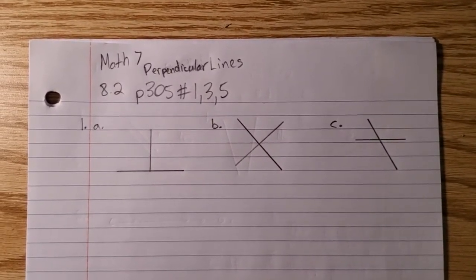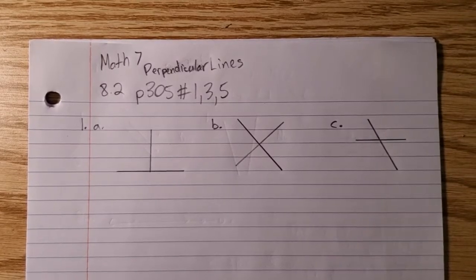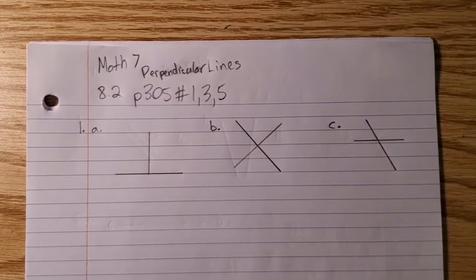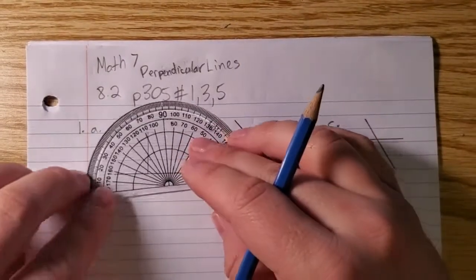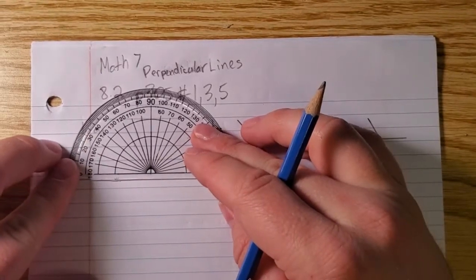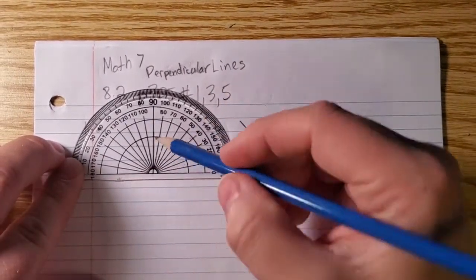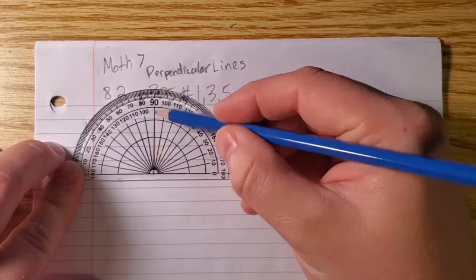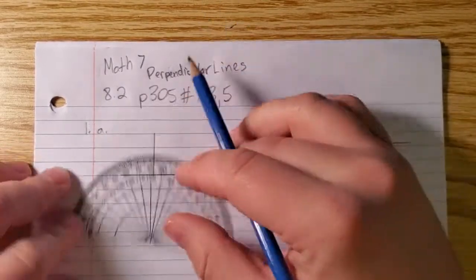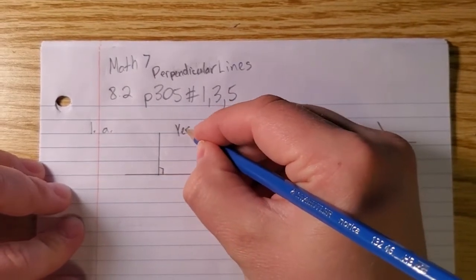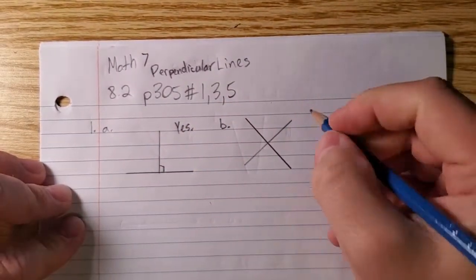Question 1 says, which lines are perpendicular? How do you know? So remember, perpendicular lines will have a 90-degree angle. So one way that you could figure these questions out is to take your protractor, line the bottom line up on one of the lines so that it's with it, and if the line coming up from it is on this 90 degree, it is perpendicular. In this case, yes, it is. So A, it's yes, it's perpendicular.